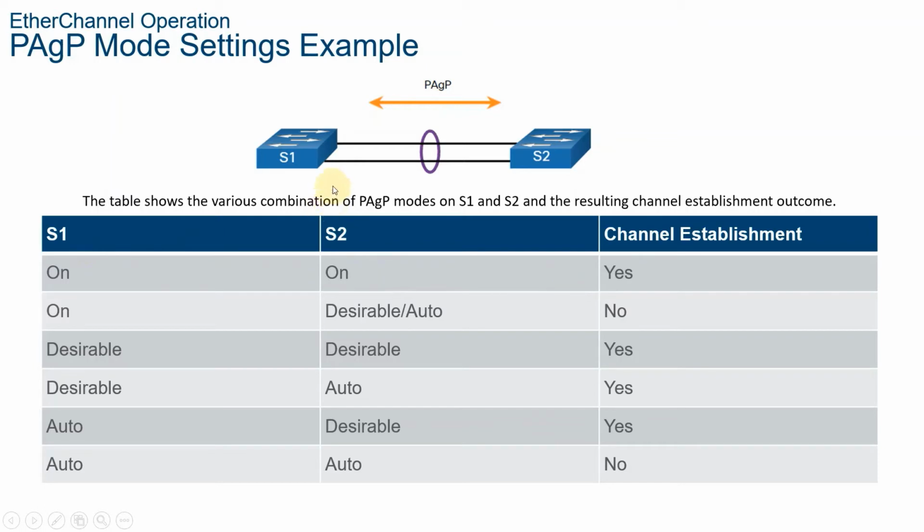If we set S1 and S2 to on, there is a channel establishment. If we set S1 to on and S2 to desirable or auto, there is no EtherChannel establishment. Setting S1 and S2 to both desirable would yield an EtherChannel establishment. Desirable-auto or auto-desirable on switch 1 and switch 2 would also yield an EtherChannel. But setting both S1 and S2 to auto will not establish an EtherChannel.